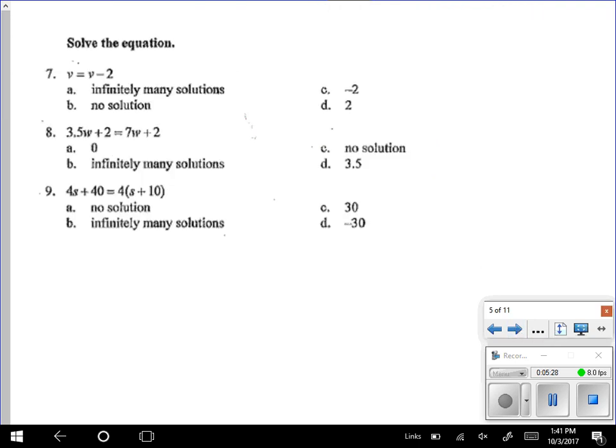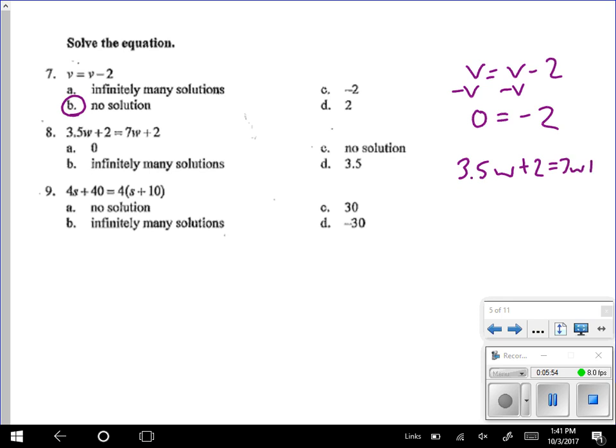Okay, number 7. So now we're solving this equation. These have variables on both sides of these equations. So remember, we're trying to get all our variables to one side. So I'm going to subtract v from both sides. When I do that, I end up with 0 equals -2. Is that true? No, it is not. So we only have one option there. No solution.